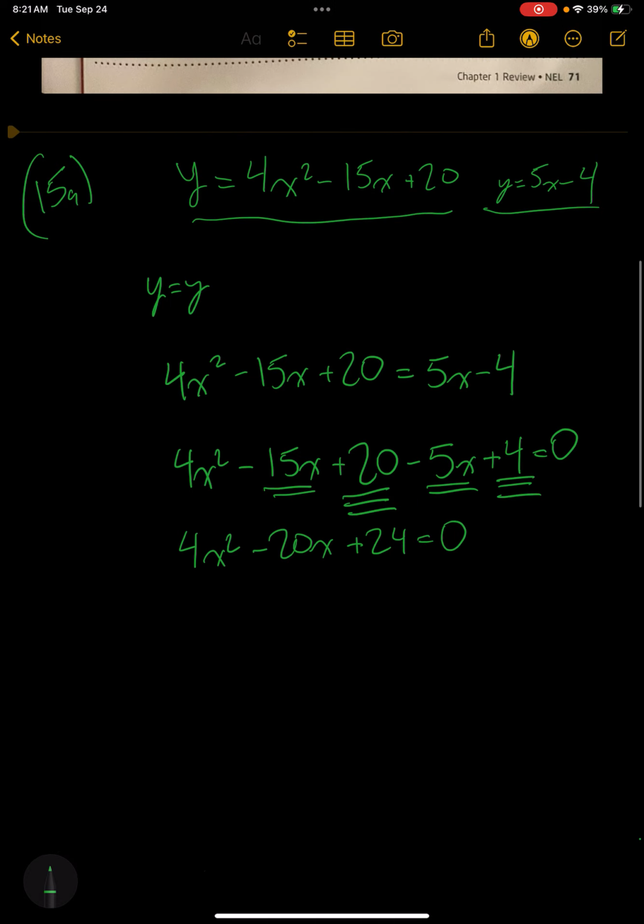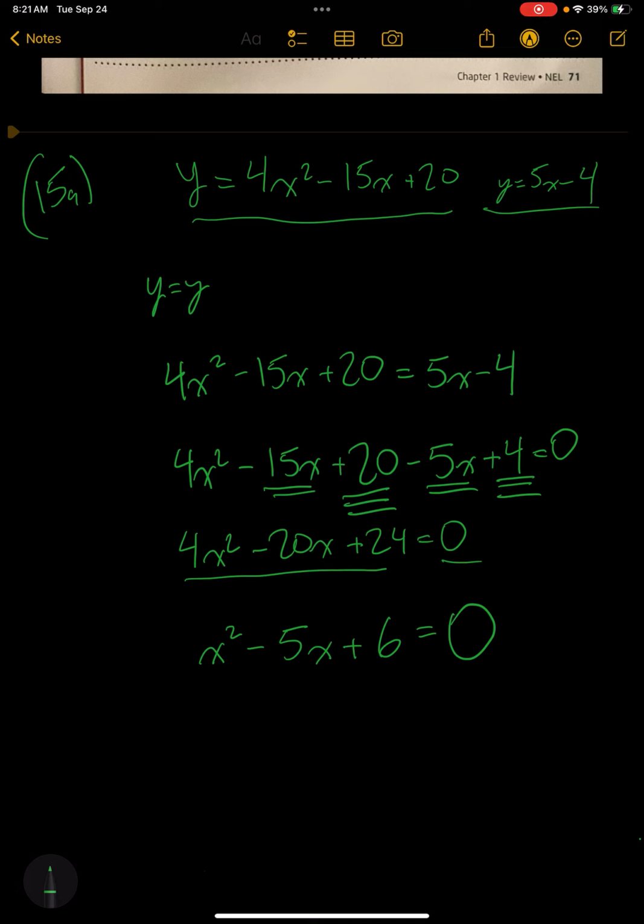Now, there's lots of ways we can do it. The easiest way is to factor. The first thing I want to do is divide both sides by 4. 0 divided by 4 is 0, 4x squared divided by 4 is x squared, 20x divided by 4 is 5x, and 24 divided by 4 is 6. So we're left with this equation.